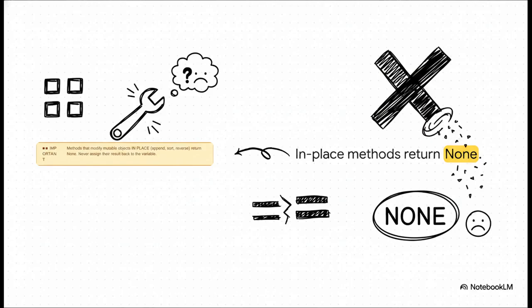Honestly, this warning is a complete lifesaver. Methods that modify mutable objects in place, things like .append, .sort, or .reverse, actually return None. They do the work to the object and then return absolutely nothing. So if you casually write my_list = my_list.sort(), you have literally just overwritten your precious data with a None object. Poof, it's gone. Always, always call these in-place methods on their own dedicated line.